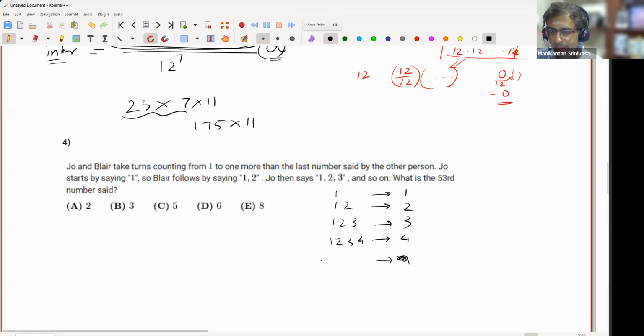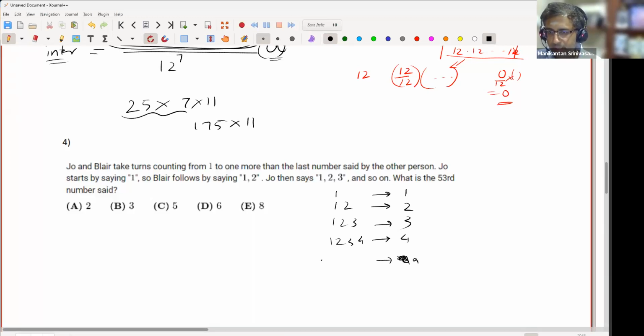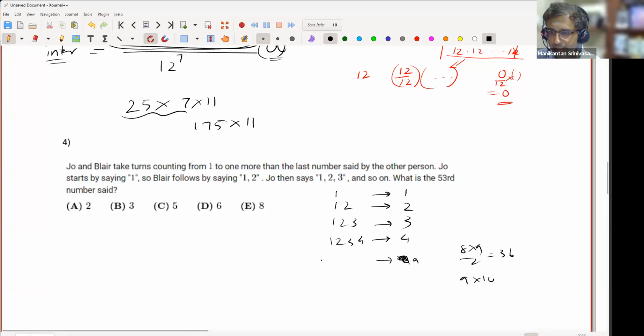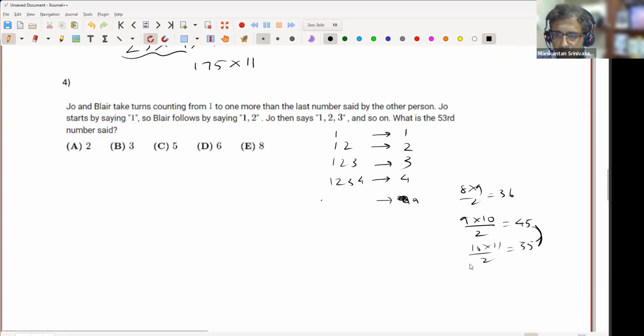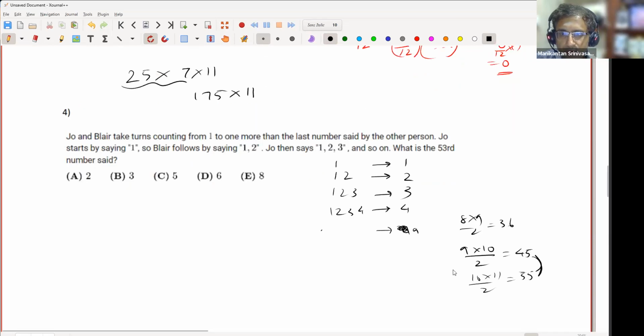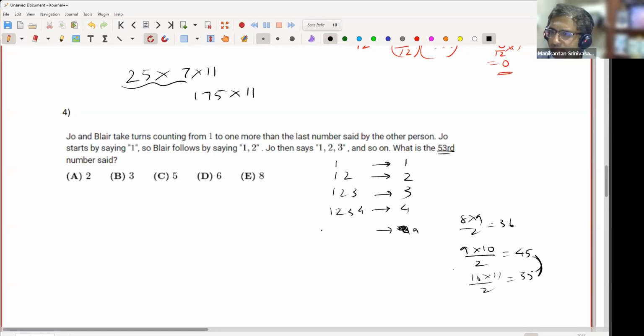So that is a bit of an experimentation, right? When you keep adding till 8, we get 8 into 9 by 2, which is 36. When you add till 9, it's n into n plus 1 by 2, which is 45. If you go till 10, it becomes 10 into 11 by 2, which is 55. So somewhere in between this, am I right? Yeah, correct. So then 45 has been uttered, and then we have to go till 53, which means 8 more. Same answer. Suhani, same. Fairly easy question, right? Navya, same. Okay.